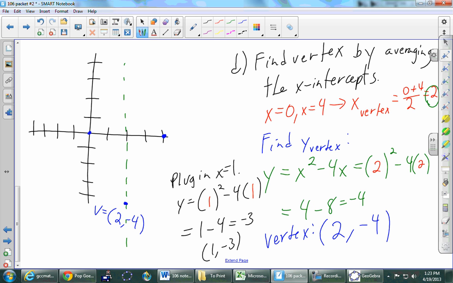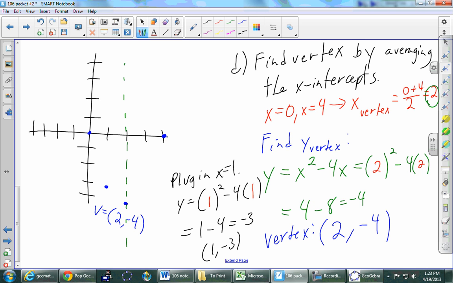There's nothing really special about that point. It's just more information for me. I picked x equals 1. I'm finding a point. It's at 1, negative 3. 1, negative 3 is here. If you picked x equals 17, you would find a point that's way out there, and it's a perfectly good point, just like 1, negative 3.